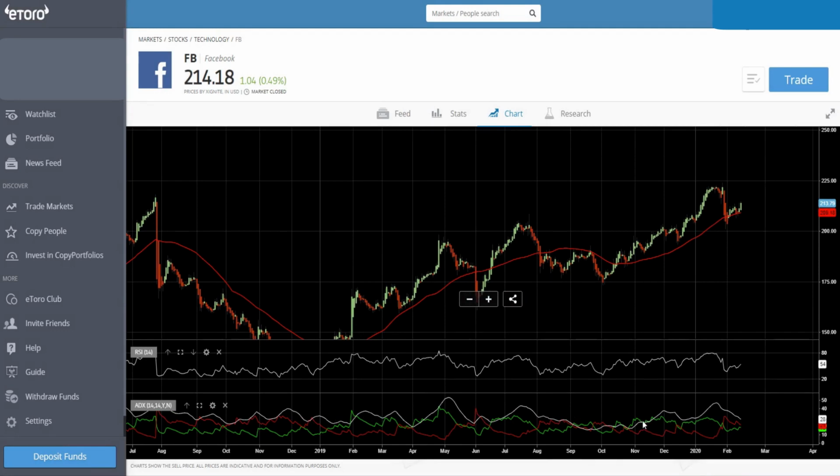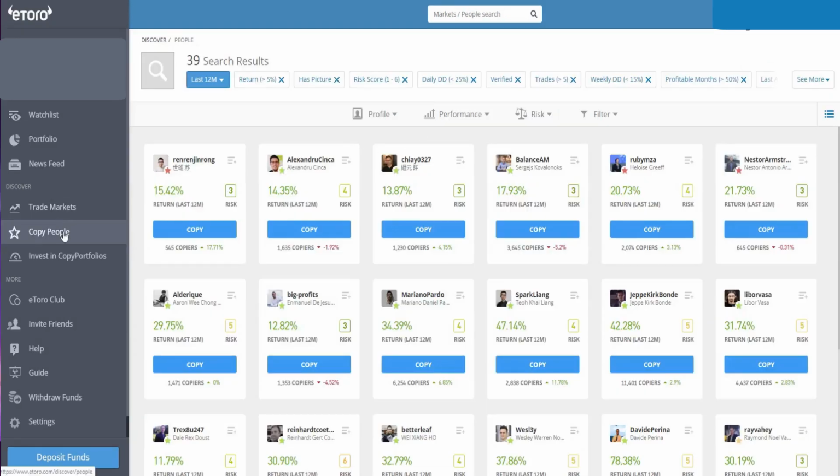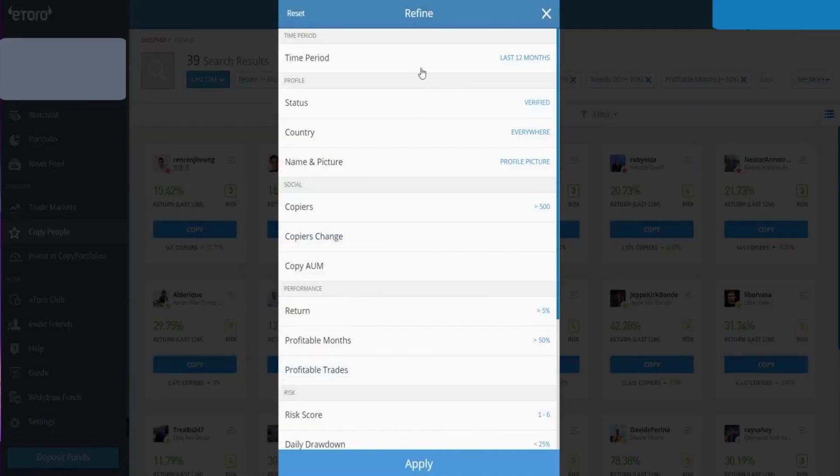I want to show you the social trading that might work better for you. We click on Copy People. Now we see a huge list of people that are relevant to my filter, by return, risk, trades, etc. I can choose the filters I want. One of the filters is to show me only traders with a lot of people that copy them.